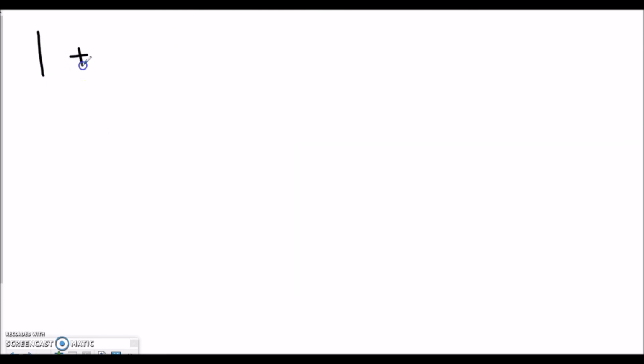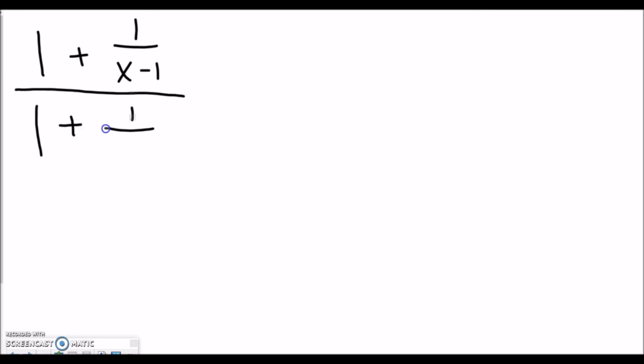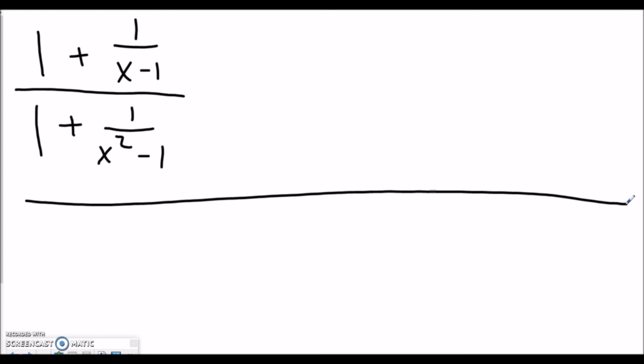Let's do another one. 1 plus 1 over x minus 1, all over 1 plus 1 over x squared minus 1. How we do it is up to you. I'll do it both ways. I will say here, let's remember though, side note, x squared minus 1 is x plus 1 times x minus 1. We should remember to factor that as difference of squares.